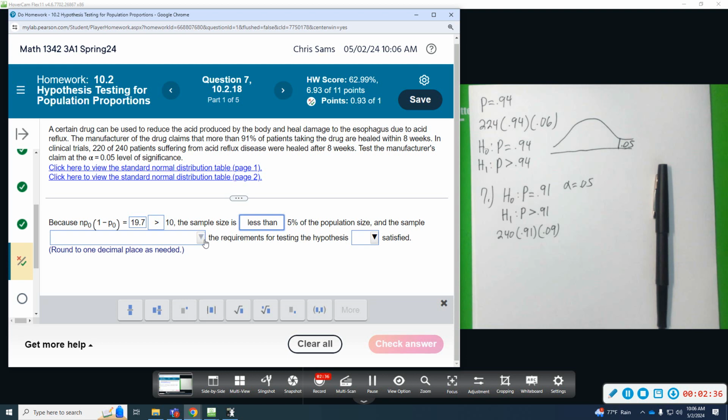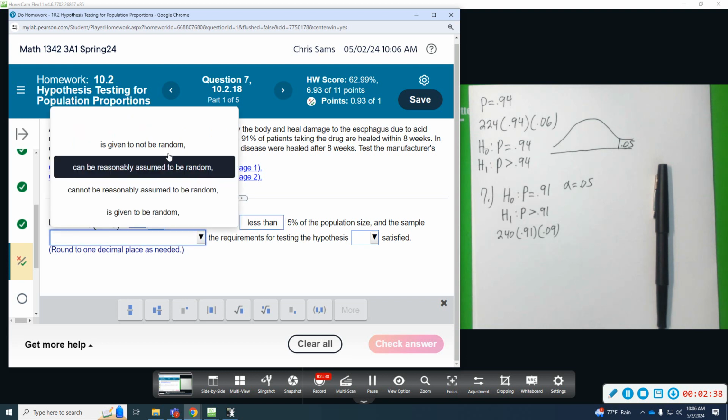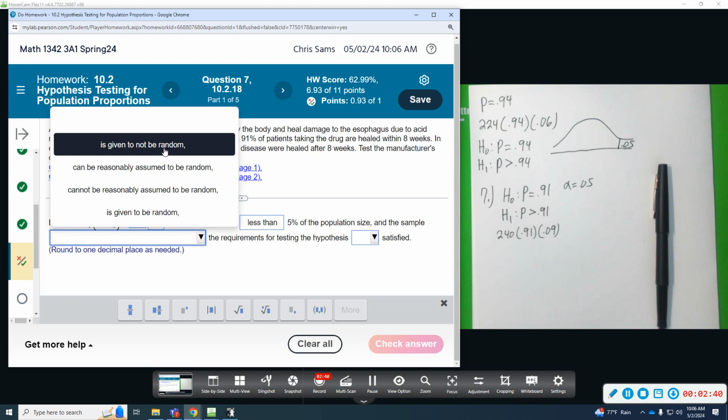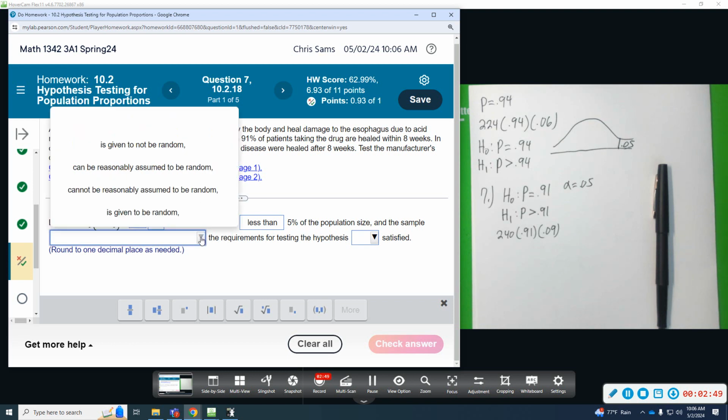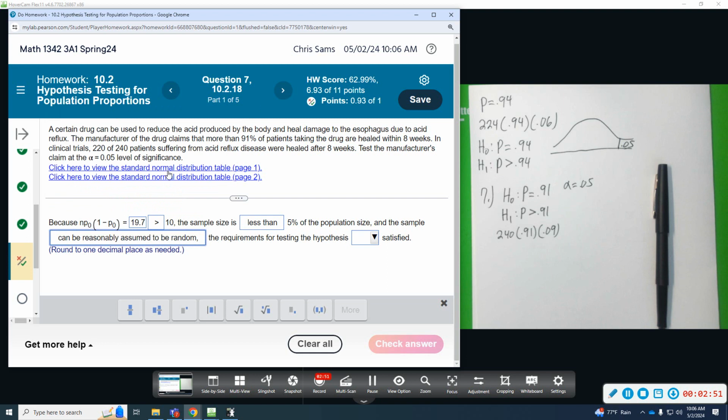And it says the sample is given not to be random. So it doesn't tell us anything about the sample. It doesn't say if they chose random, if they did. But because of these two criteria, we can assume that it's random. It's bigger than 10, and we use less than 5%, which we're assuming as well. So the requirements are satisfied for the test.